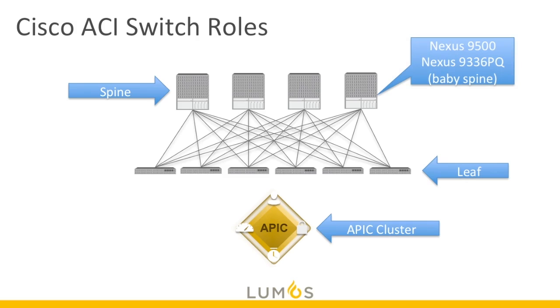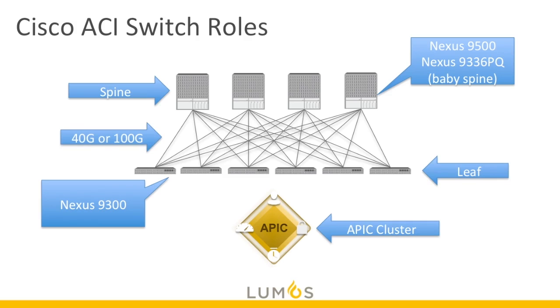In the spine layer, the Nexus 9500s are the only ones. The Nexus 9500s only exist as spines in ACI. So while in NXOS mode you can run them in a variety of roles, for ACI, the 9500s are spines. There's also the 9336, which is a 9300 that can operate as a spine as well. We call that the baby spine. On the leafs, they are only 9300s at this point.